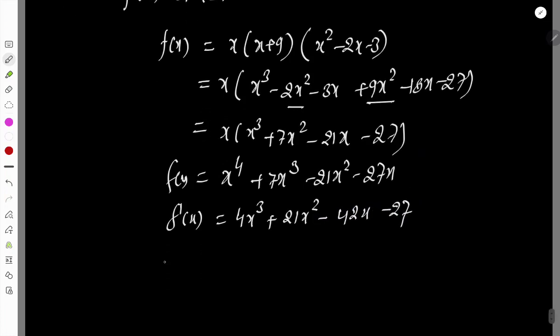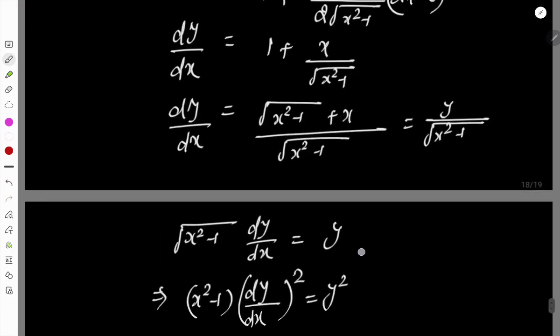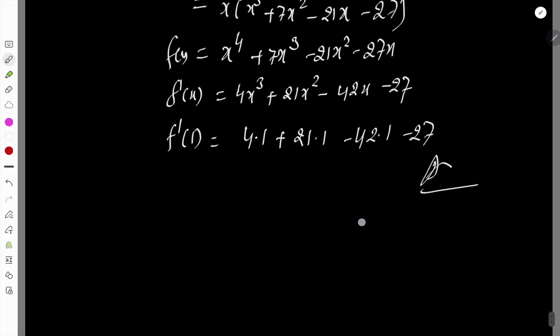Okay, at x equal to 1 means f dash 1. So 4 into 1 cube 1, 21 into 1 square 1 minus 42 into 1 minus 27. You can solve this one, you'll get the answer. So I hope these questions are clear to you all.